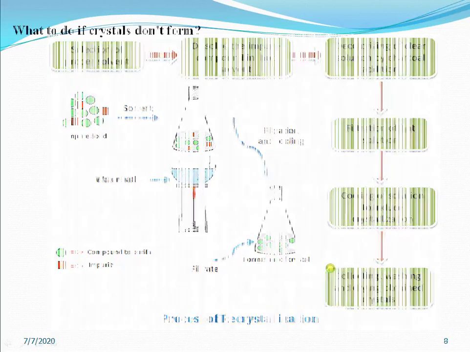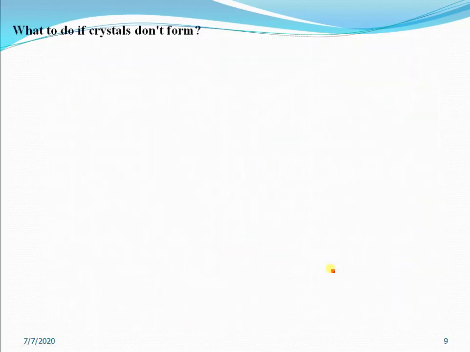What to do if crystals don't form? If the crystals are not generated after this process, firstly, the solution should be cooled in an ice bath. If the crystals don't form upon slow cooling of the solution to room temperature, there are a variety of procedures you can adopt to stimulate the formation of the crystals. The first is to cool in the ice bath.